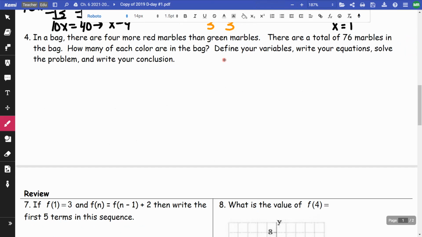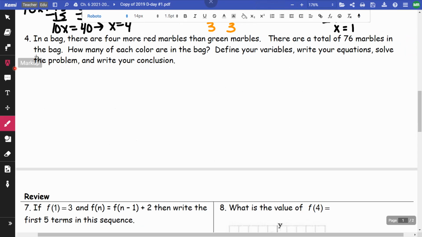On number 4, word problem. In a bag, there are 4 more red marbles than green marbles. There are a total of 76 marbles in the bag. How many of each color are in the bag? Define your variables, write your equations, solve the problem, write your conclusion in a sentence.